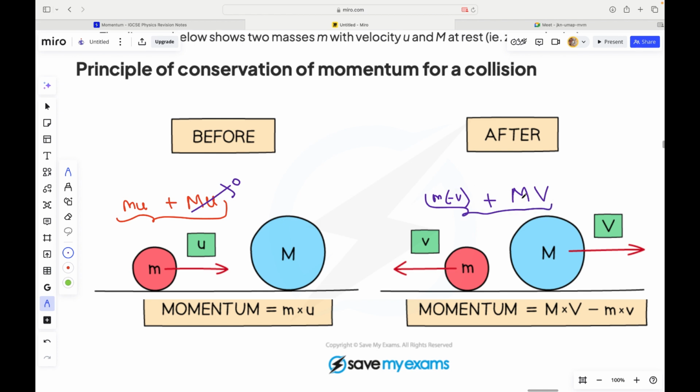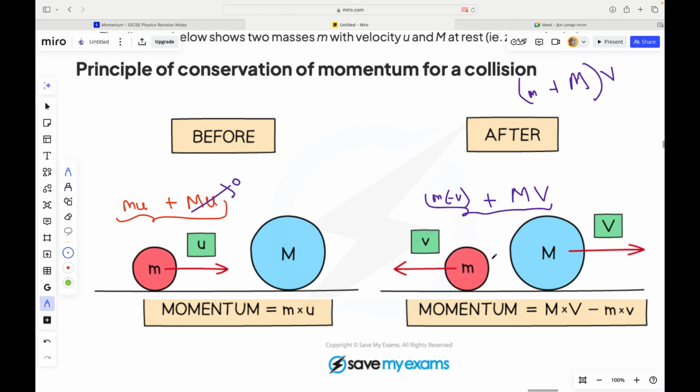For sticky objects, we're going to have a common velocity. If they stick together and move together, we just say M1 plus M2 multiplied by V, the common velocity. In that case you have small m plus big M multiplied by V, depending on what they are using. This will be the total momentum after collision if they stick together.